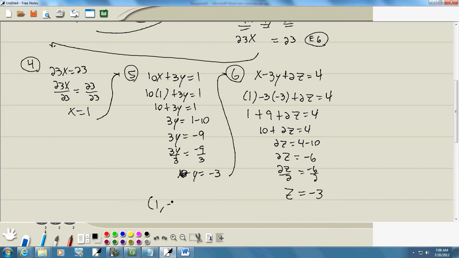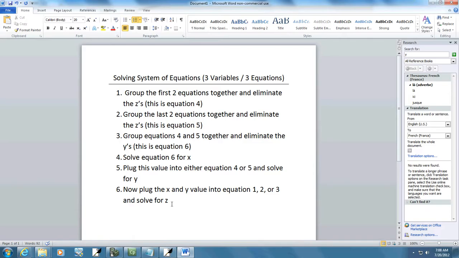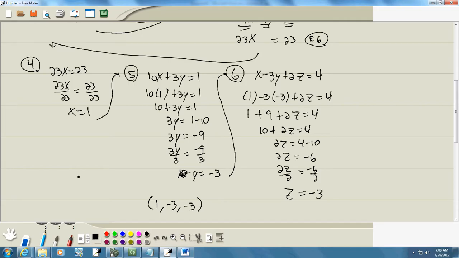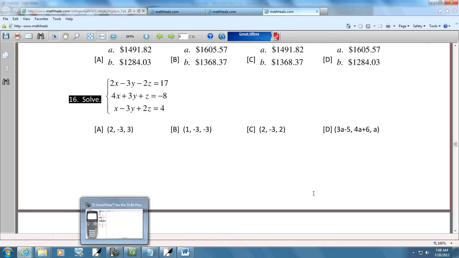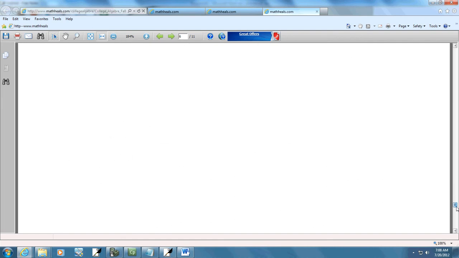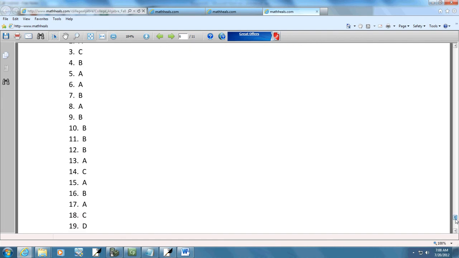So our answer will be 1, negative 3, negative 3. It looks like B is in the answer choices. So let's go check that. 16B. And that checks.